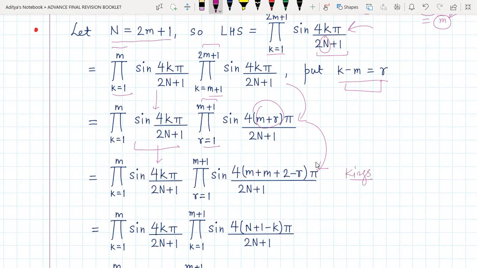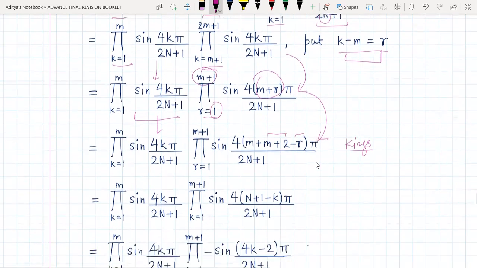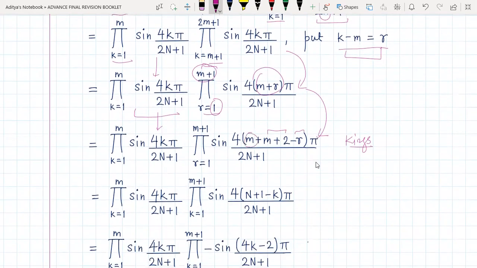Kinks I have applied. So R is being replaced by 1 plus m plus 1, which is m plus 2 minus R. So clearly, 2m, now this 2 you can write as 1 plus 1. Okay, so 2m plus 1 I have written as n, and plus 1 minus R is as it is. The only thing is, once again, we have changed the index, which is a dummy variable, from R to K. No other change we have done. Okay, so it becomes K here also.